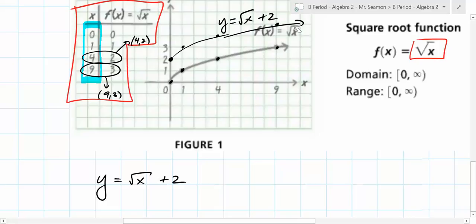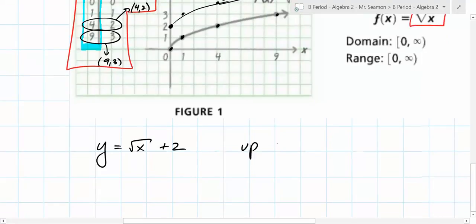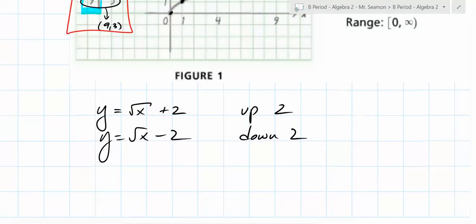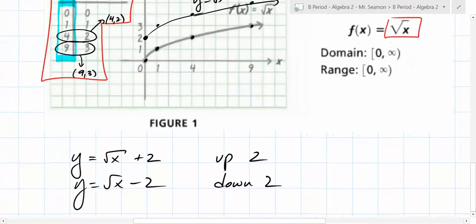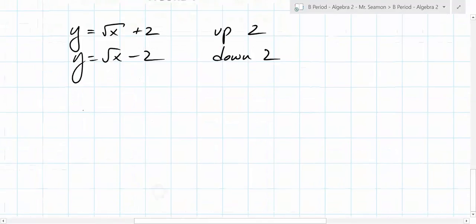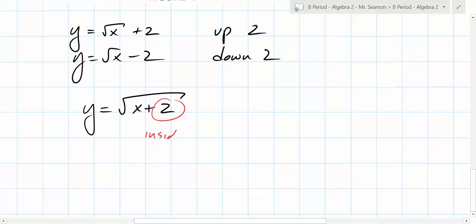So what happens if I subtracted 2? It would go down 2, right? So this means it goes up 2. Y equals the square root of x minus 2 means down 2. Down 2. Let's do one that's a little bit trickier. Let's say I asked you for y equals the square root of x plus 2. So you see the difference? Where did I put the plus 2? In the inside, right? So this is inside now.